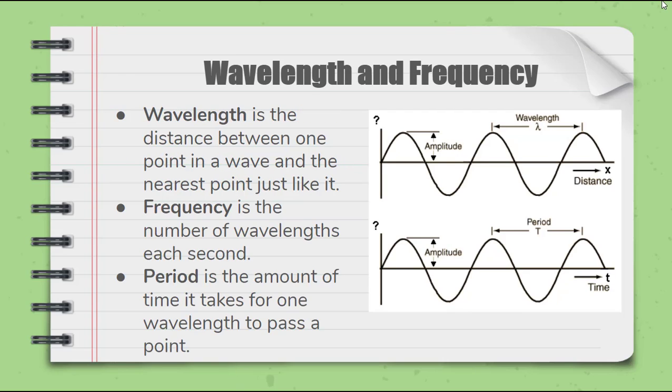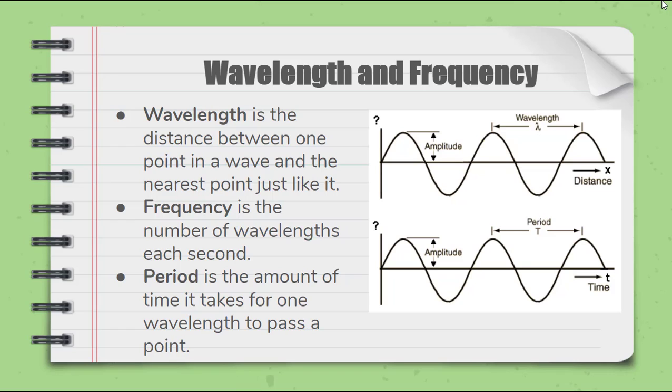A couple of other key vocabulary terms we need to focus on are wavelength and frequency. Wavelength is the distance between one point in a wave and the nearest point just like it. So basically, peak to peak or trough to trough would equal a wavelength, and we can measure that in meters. Frequency is the number of wavelengths that occur per second. If you imagine one of those graphs having lots more peaks and troughs in it, then the frequency of that wave would be greater than the original. Frequency is measured in hertz.